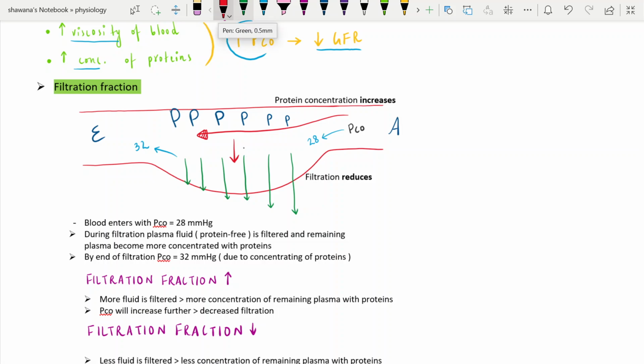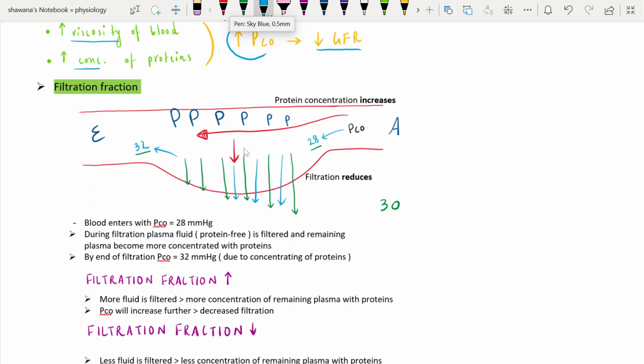First of all, we take the average value for the plasma oncotic pressure as 30, but this is not the actual case. In the afferent arteriole, the plasma oncotic pressure is 28, and at the end of the filtration process, the plasma oncotic pressure is 32. Why is it increased? Because the plasma is filtered here, okay? The fluid is filtered, but the proteins are not filtered.